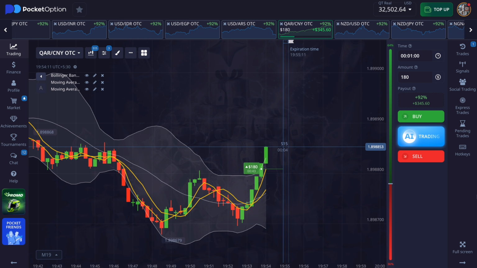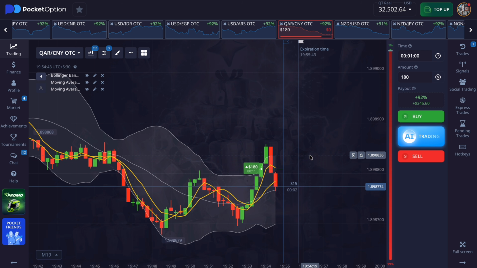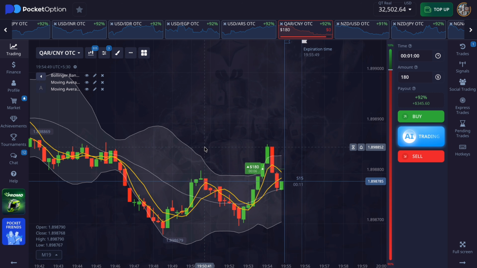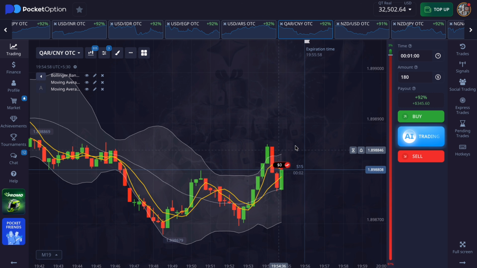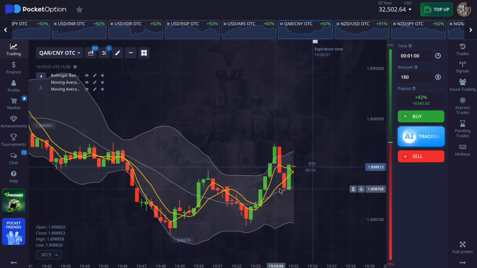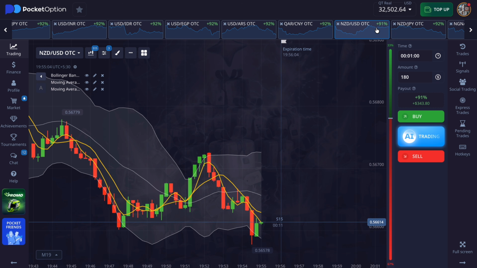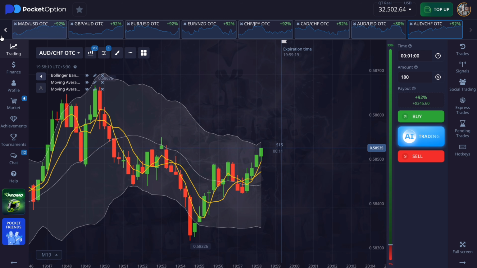If the overall market movement is in a downtrend, do not take a position against the downtrend. It is better to avoid it. So this entry has resulted in a loss. Sometimes the market does not move according to our analysis, which is why trade management is important.